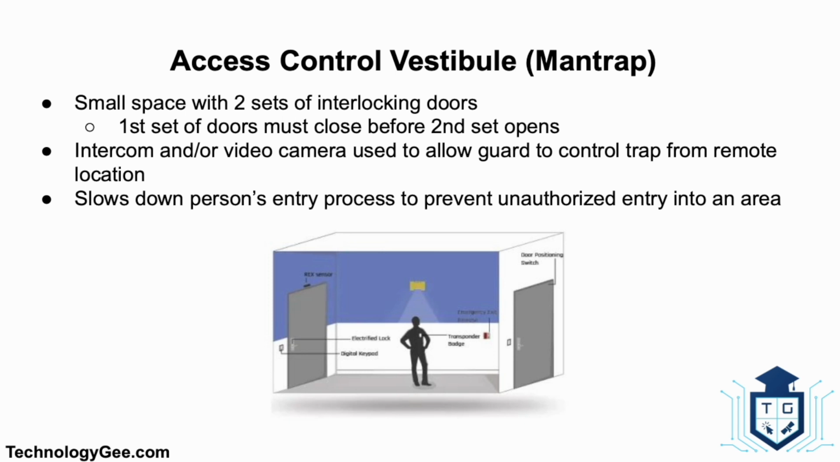An intercom and/or video camera are often used to allow the guard to control the trap from a remote location. In an automatic mantrap, identification may be required for each door, sometimes even different measures for each door. So for example, a key may open the first door, but a personal identification number entered on a number pad opens the second door. Other methods of opening doors include proximity cards or biometric devices such as fingerprint readers or iris recognition scans.